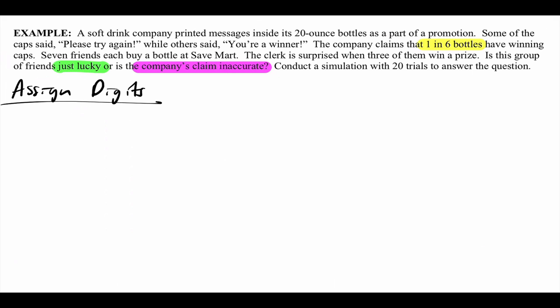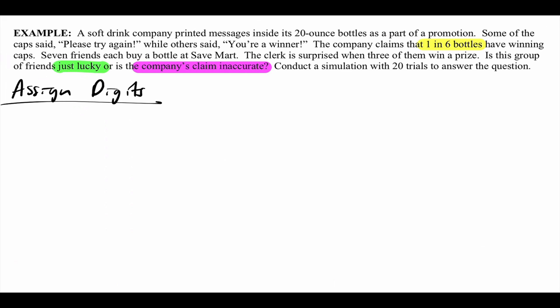Because 3 out of 7 is almost 50%. 1 out of 6 is about 17%. A 50-50 chance is a lot better chance than a 17% chance, right? So are those people just lucky? Because if there's 6 people, maybe 1 of them wins, maybe 2 of them win. That's what it should be. 3 is a little high. That's what we're checking. Is there something wrong with their claim, or are they just lucky?